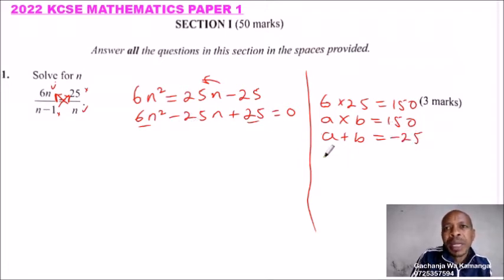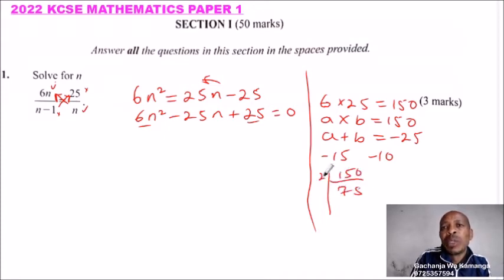So these two numbers, we can say minus 15 and minus 10. You get the factors of 150. If you are not able to get them directly, you can use this method: 150, divide by 2, you get 75. So with this, you'll be able to get the factors, minus 15 and minus 10. So we modify our equation and say this is 6n squared.